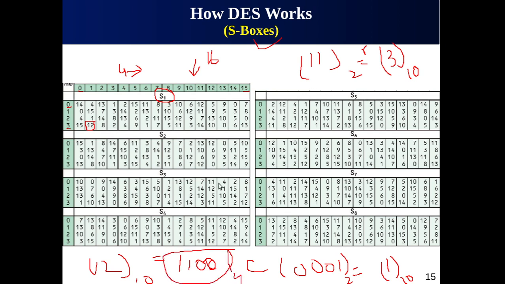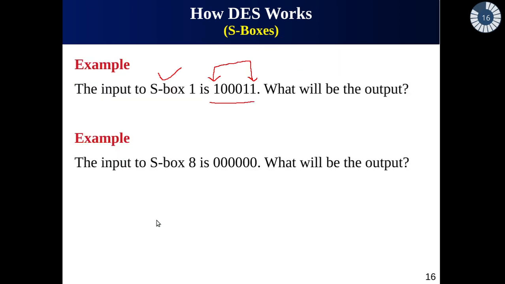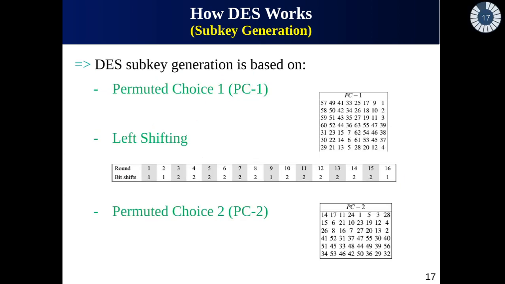We take an input of 6 bits and convert it into 4 bits. That is how an S box converts any 6 bits into 4 bits. Here is another example for you to try. Okay, so this was the concept of S boxes. The next component of the F function is a permutation, but we will not go into the details, as we have already seen the concept of permutation.